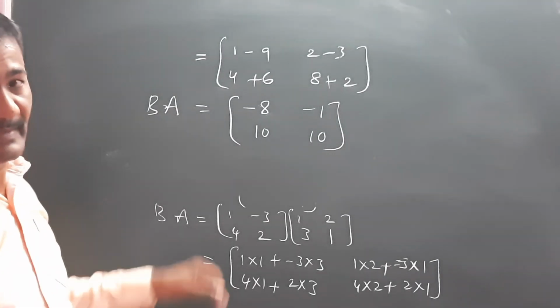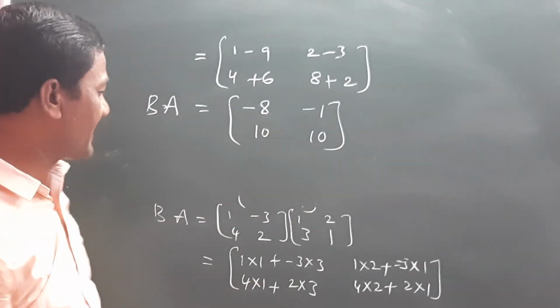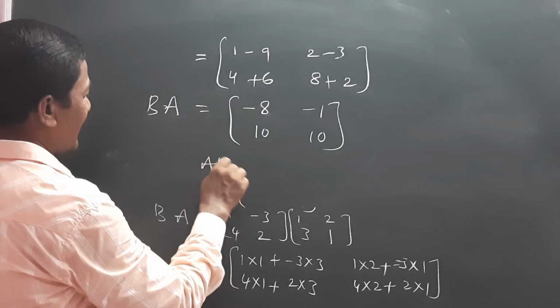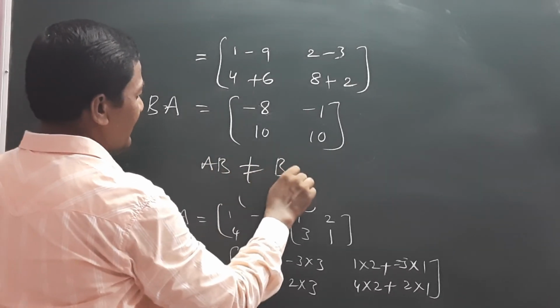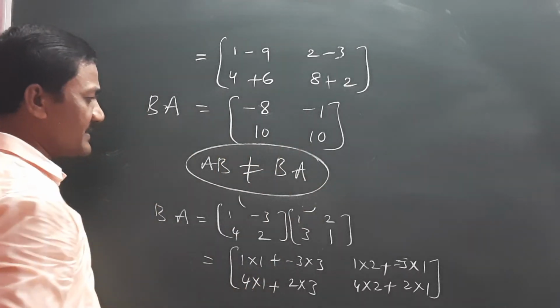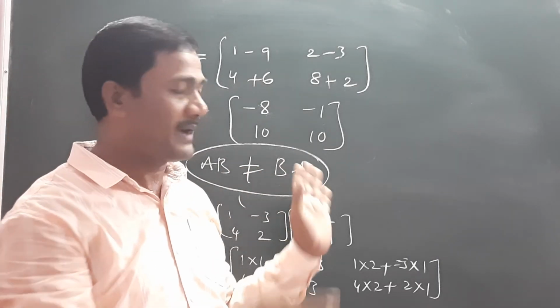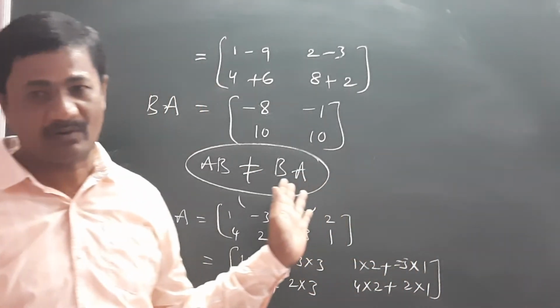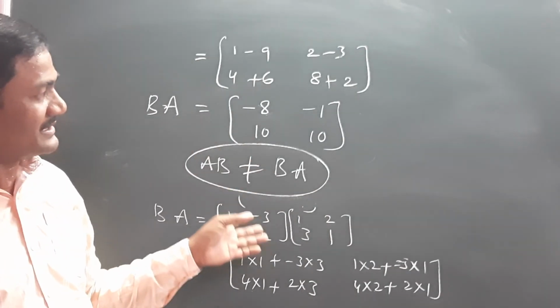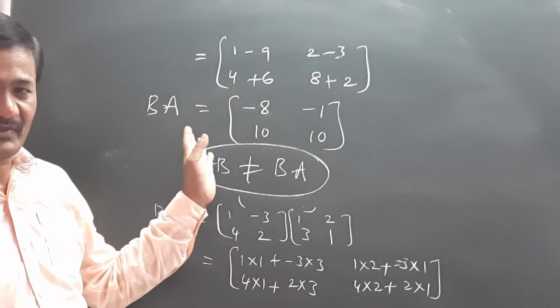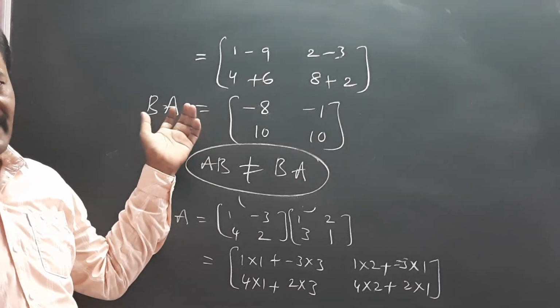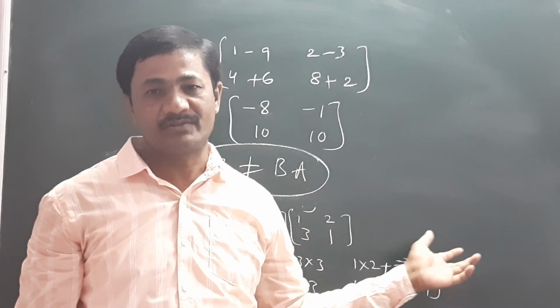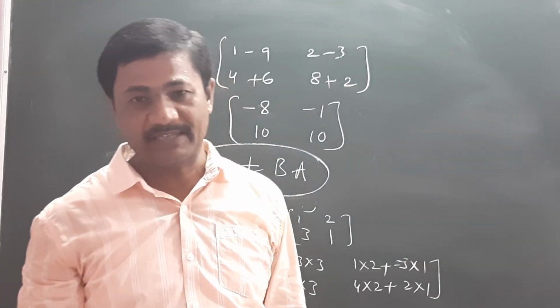Therefore, by observing AB and BA, we see that AB is not equal to BA. We conclude that matrix multiplication is not commutative. These are very important fundamental definitions of matrices. It is very useful and advantageous to you. So thank you very much for listening. Thank you.